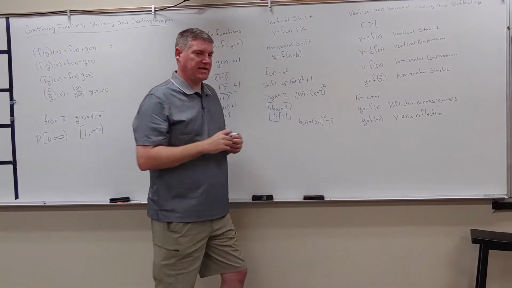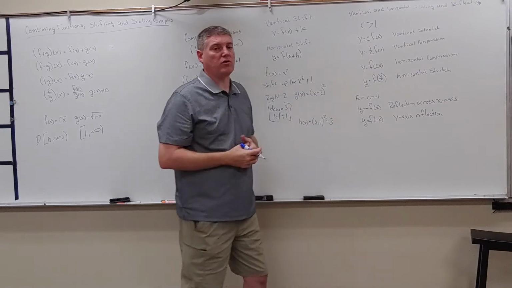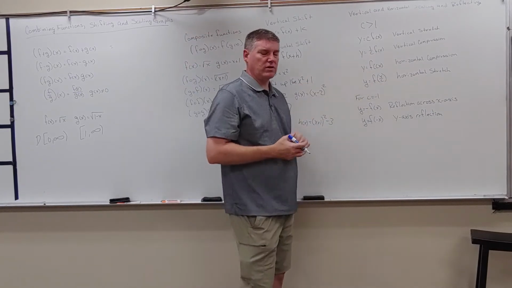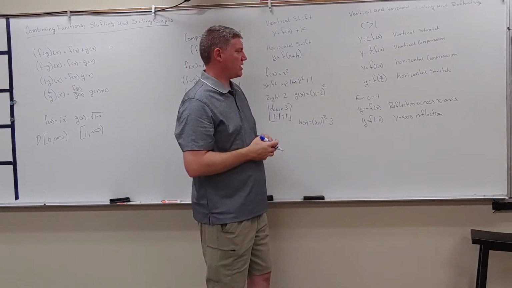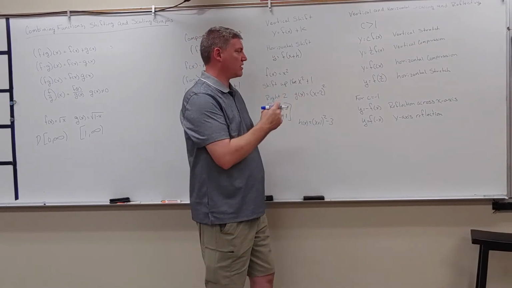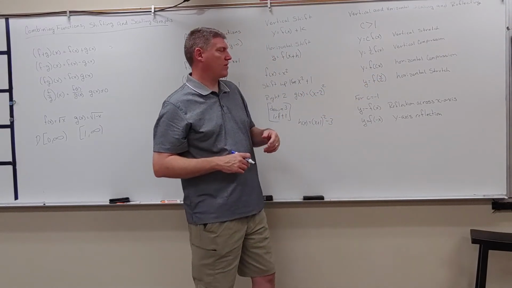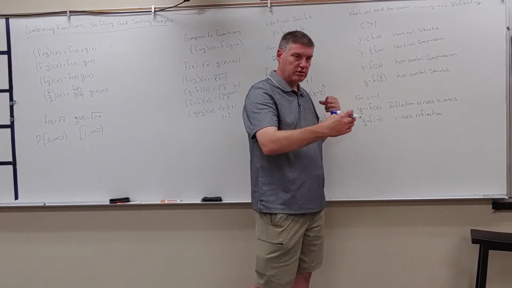Now, if I take that same c and put it with the x, so now I'm multiplying the x, I have a horizontal compression. So what's going to happen is that I'm going to compress that horizontally. If I divide by c, I have a horizontal stretch across there.